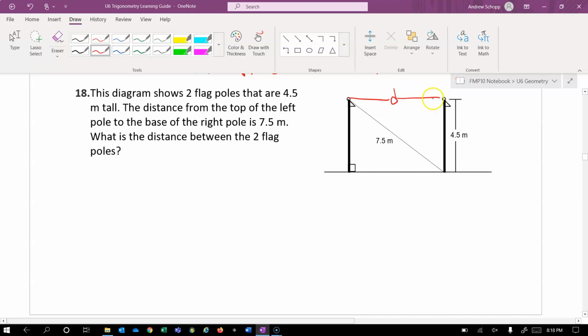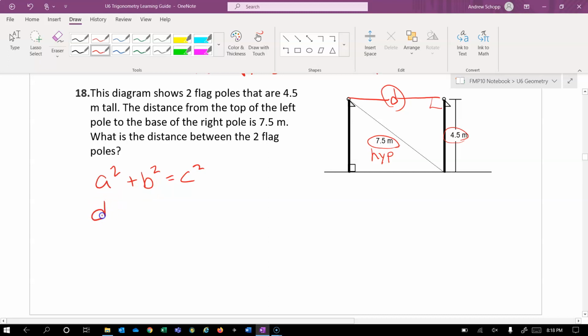We know that it'll make a right angle here because both flagpoles are the same height. And that's the side length we're looking to solve. We know the other two sides. This 7.5 is the hypotenuse, and the other two sides are the legs. So we can use our Pythagorean theorem equation. Doesn't matter which one's A or B.